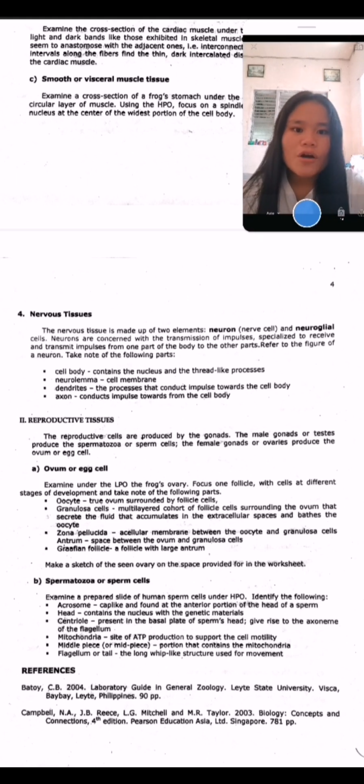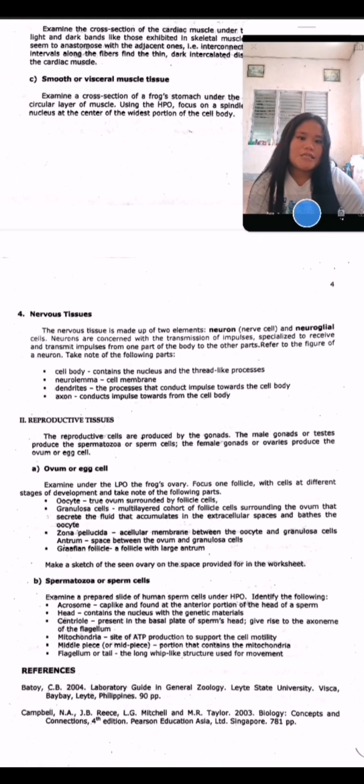Refer to the figure of a neuron. Take note of the following parts. Number 1, cell body, contains the nucleus and the thread-like processes. Number 2, neurolemma or cell membrane. Dendrites, the processes that conduct impulses towards the cell body. And the last, axon, conducts impulses away from the cell body.